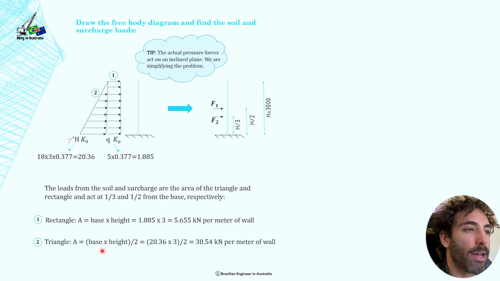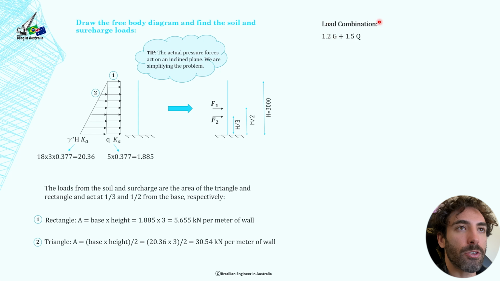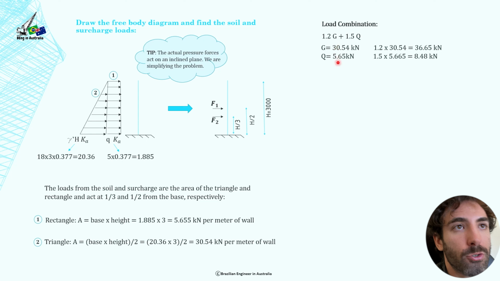Now the area of the triangle is base times height divided by 2. So the base is 20.36 times the height of 3 divided by 2, and that gives us 30.54 kilonewtons per meter of wall. Now we do need to factor these loads, okay? So we're going to use the load combination of 1.2 G plus 1.5 Q.